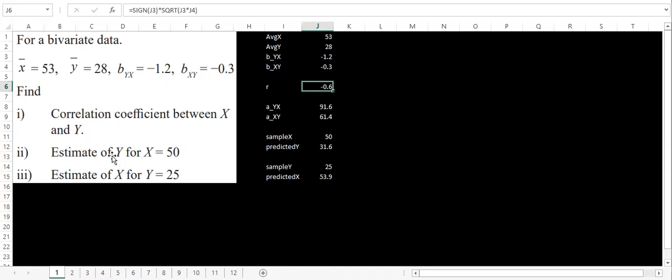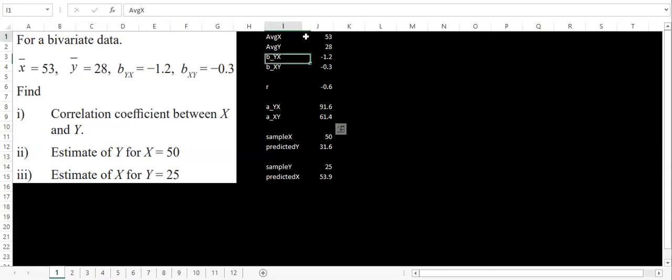Now to estimate y for a given x, I need the regression equation of y on x. And I have the regression coefficient of y on x. What I don't have is the constant a. But we are given the average value of x and y. So using the average value of x and y along with this b, I can calculate the constant a, and you can check that it comes out to be 91.6. Similarly, for the next question as well, I can calculate the constant for the regression equation of x on y. You can check that it comes out to be 61.4.